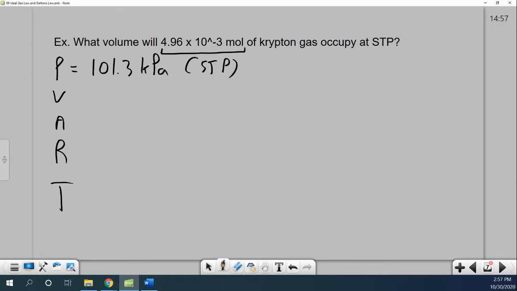My volume, I don't know yet. It doesn't tell me directly. Oh, that's an ugly N. N, my number of moles, it does tell me. 4.96 times 10 to the negative 3 mole. That's right out of the question.